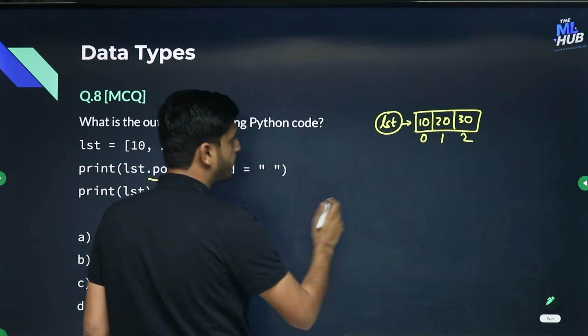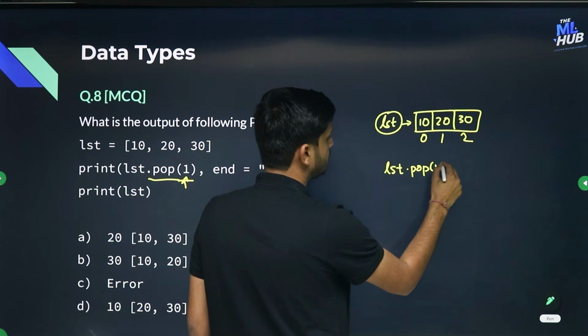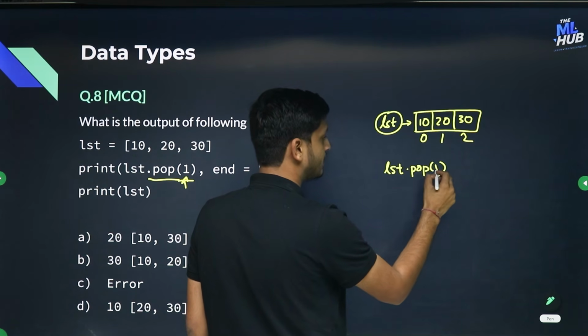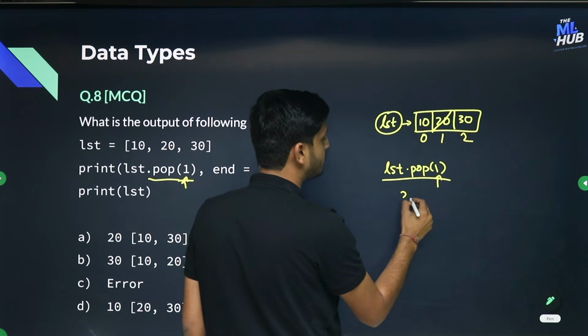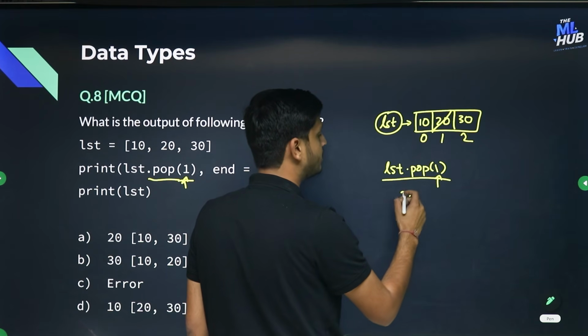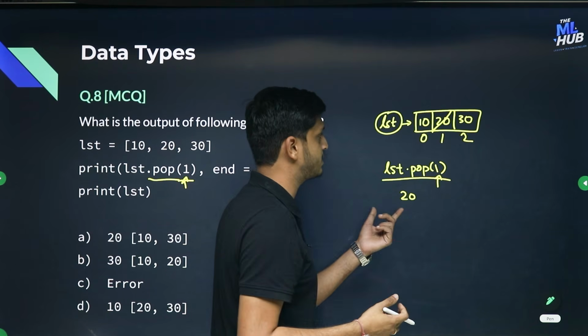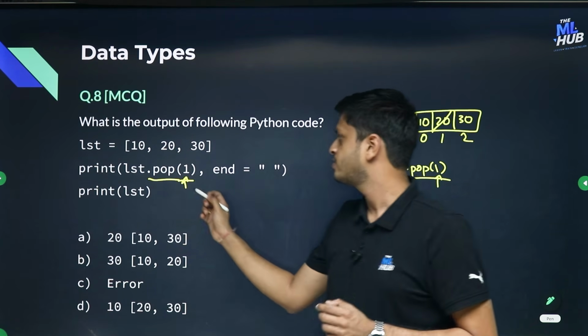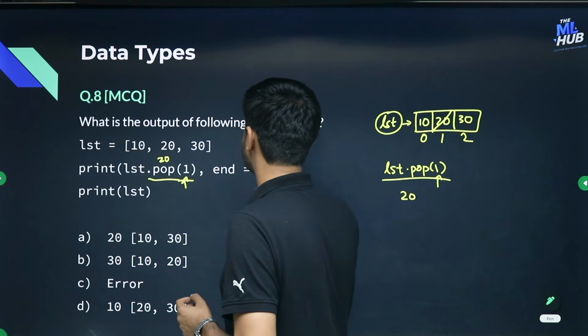And when we say lst.pop(1), it will delete the element present at this index, which means this will be deleted and this will be returned as well. So the entire statement will become 20. After deletion, it will just become 20. So it deletes and returns the element. So it will just become 20 and 20 will be deleted. So here you will have 20 as the output. So 20 will be printed and end is equal to space.